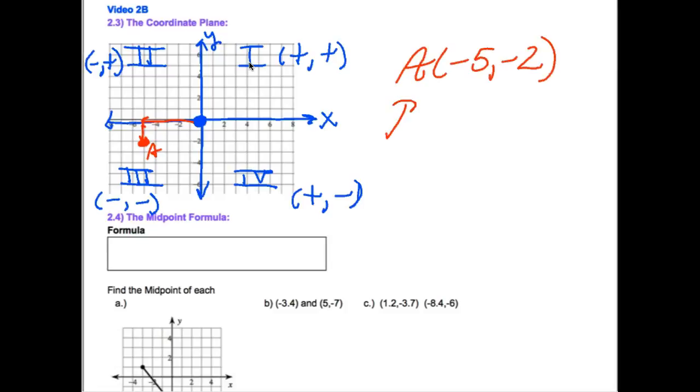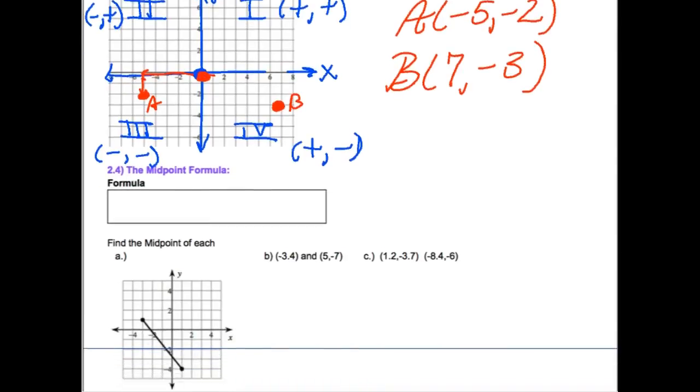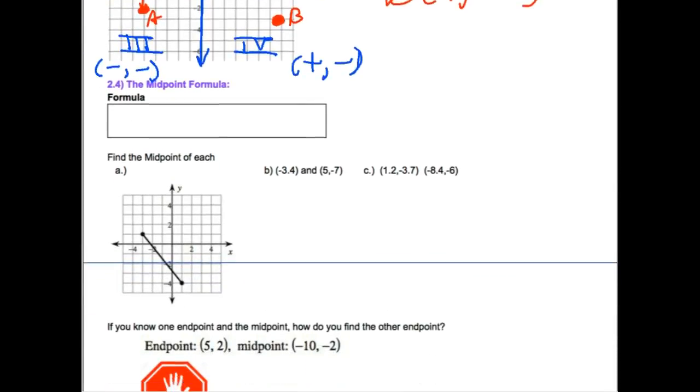If I asked you to plot a point B at 7, -3, we start at the origin. 7 is positive, we go to the right. 3 is negative, we go down. And point B is located right here. And you wouldn't put these necessarily on there. And that's all I'm going to say about the coordinate plane. Sometimes that's also called the Cartesian plane.